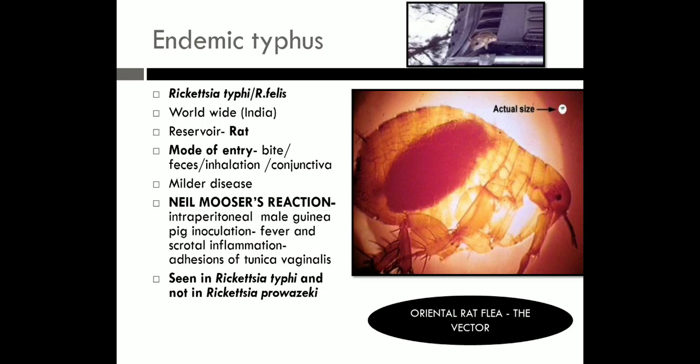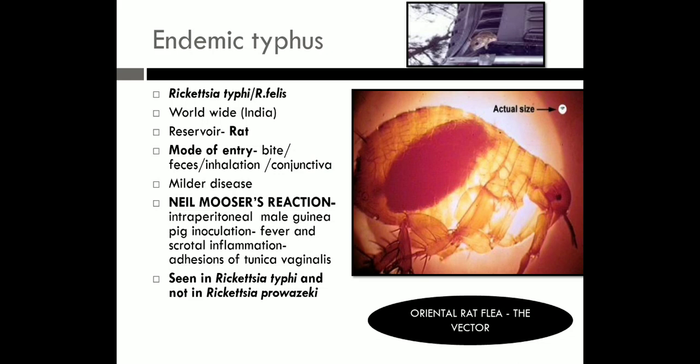So Rickettsia typhi may also infect the flea reproductive organs, and that is why this explains the low levels of transovarial transmission. The longevity of fleas is unaffected by the gut epithelial cells or disseminated Rickettsia typhi infection. So that's how it enters: bites, feces, inhalation, or through conjunctiva.